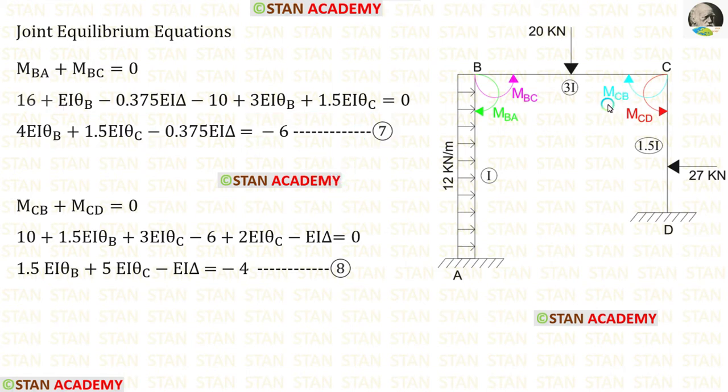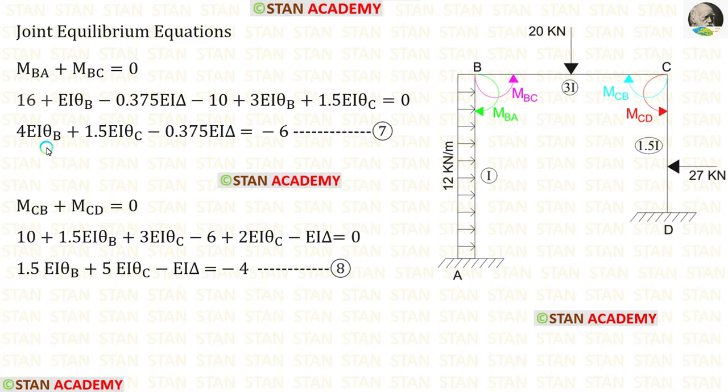Also, in the joint C, there are two moments, MCB and MCD. When we add both of them, it will be 0. We have made the slope deflection equations for MCB and MCD. Let us apply them and then add them. Let us keep the numerical on the right side. Let us keep this equation as number 8.